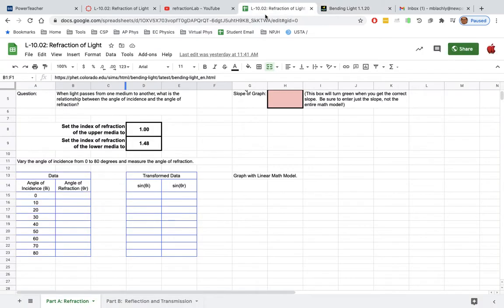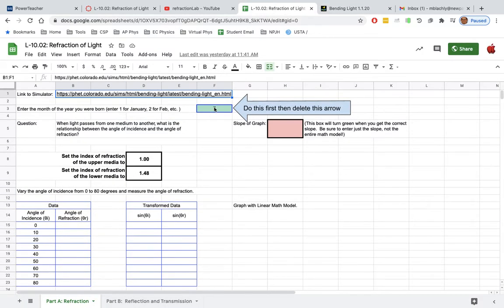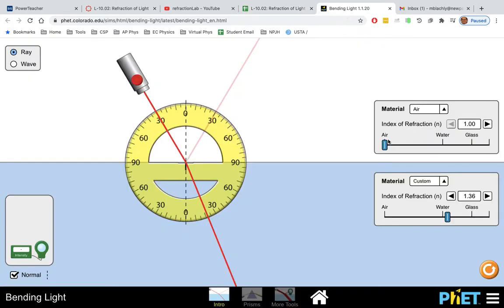So in the lab, you will put in the month you're born, and that will tell you what to use for the index of refraction for the lower media. So whatever it is, make sure you do that. Okay, so I'm supposed to be 1.48 here. So there we go, 1.48.